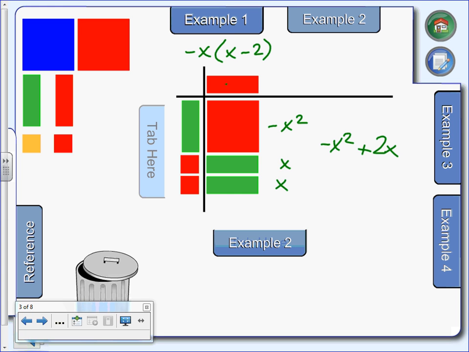Negative times a positive would be a negative x squared. Negative x times negative 2 would be a positive 2x. So it works out either way. This is just giving us a visual way to be able to recognize it.